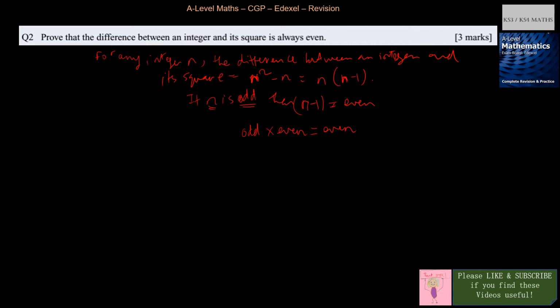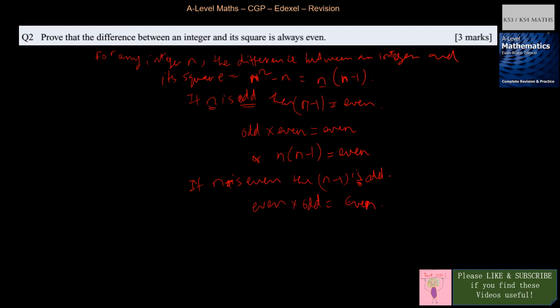So if n is odd, then what we get is n times n minus 1 is even, when n is odd. Now if n is even, then n minus 1 is odd. So again in this case what you get is even, because n is even, multiplied by odd, that would also be even.